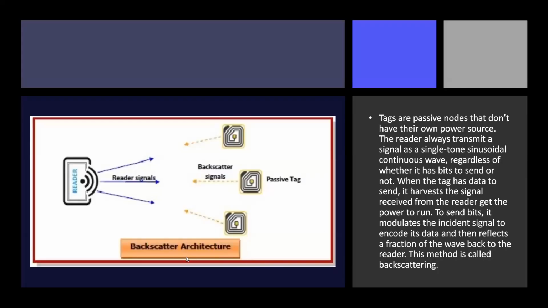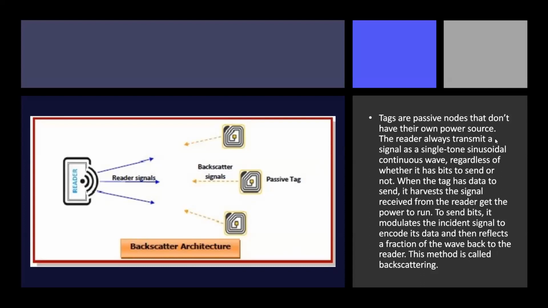This is the backscatter architecture. You can see in the picture on the left side, the reader sends the signal, and here is the passive backscatter signal from the passive tag. Tags are passive nodes that don't have their own power source.